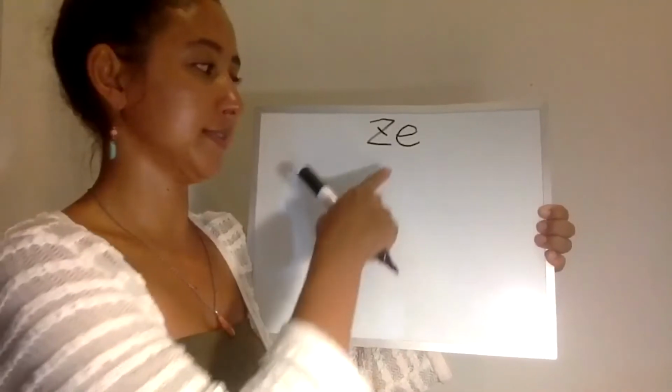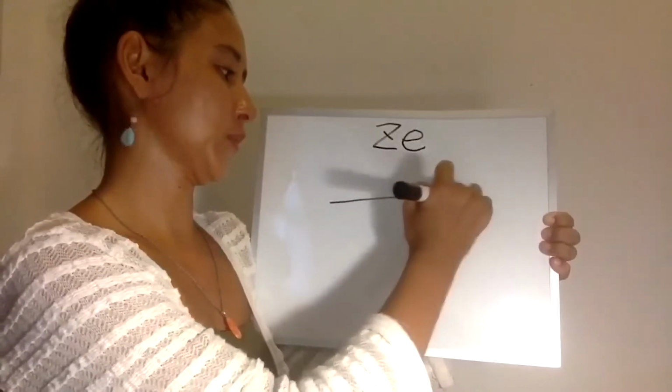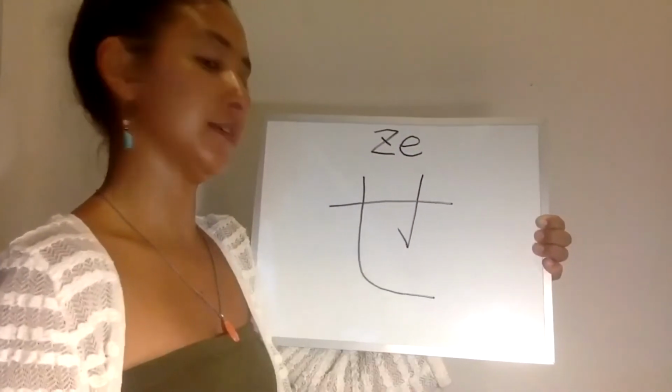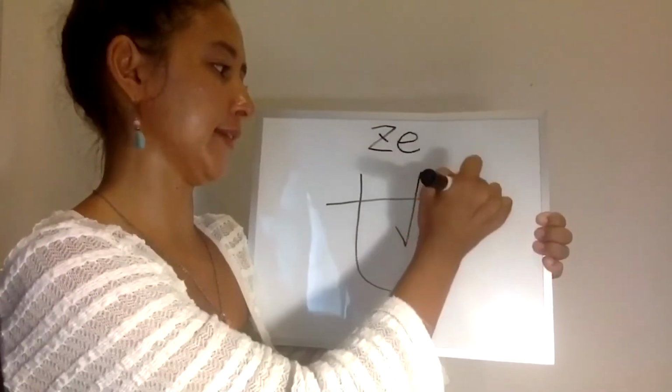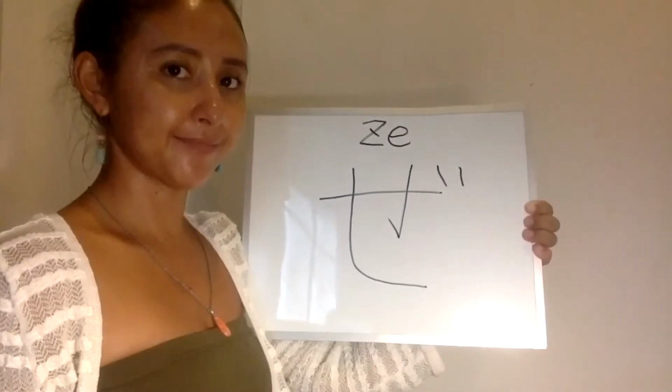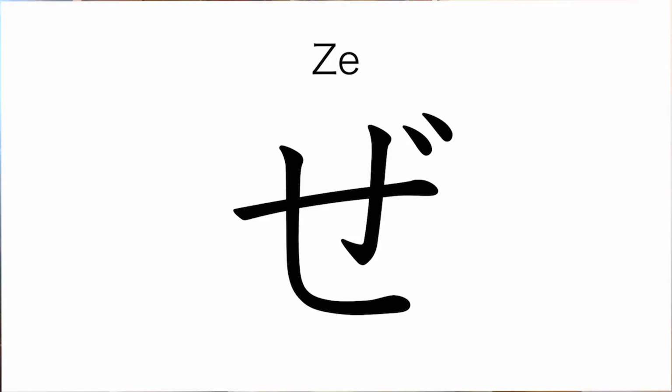Next one is ze. 1, 2, 3. Then dakuten. Ze.